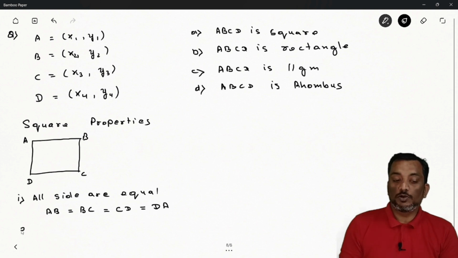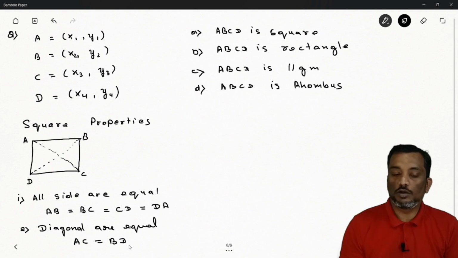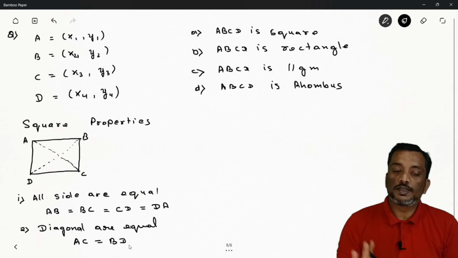Second, most important, the diagonals are equal. You have to prove with the distance formula that the diagonals are equal. So the diagonals AC is equal to BD. By proving this point, you can simply say ABCD is a square.